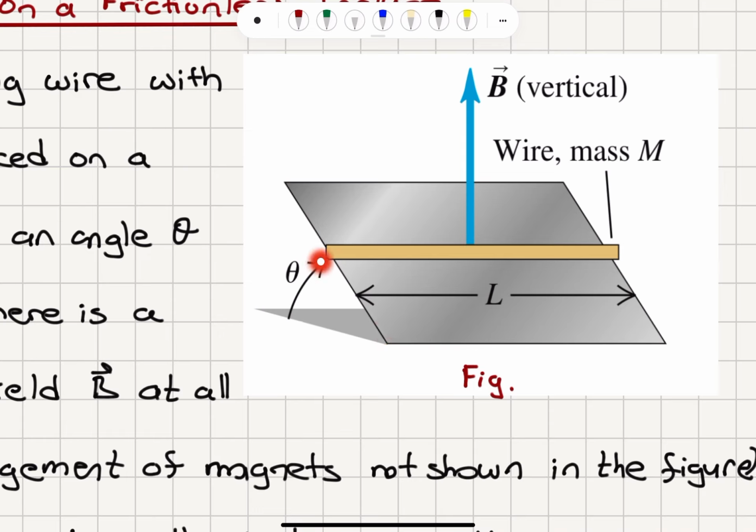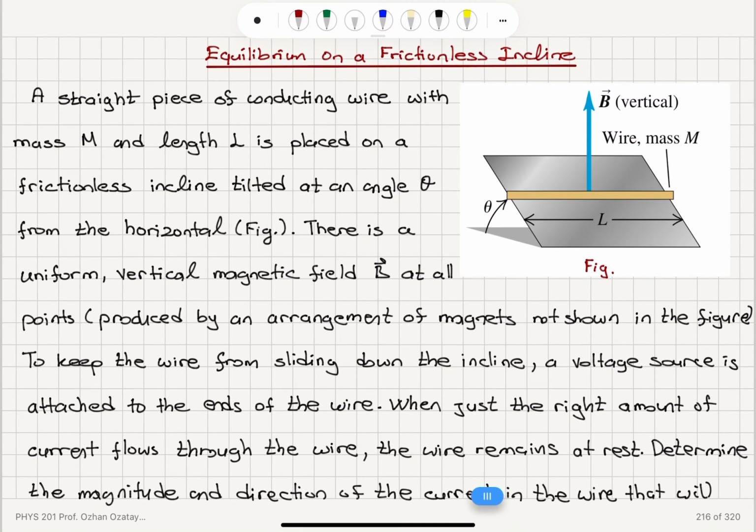So this is the incline tilted at an angle theta, and this is the conducting wire with mass M, length L. There is a uniform vertical magnetic field at all points, produced by an arrangement of magnets not shown in the figure. It's a uniform magnetic field pointing upward. To keep the wire from sliding down the incline, a voltage source is attached to the ends of the wire. When just the right amount of current flows through the wire, the wire remains at rest.